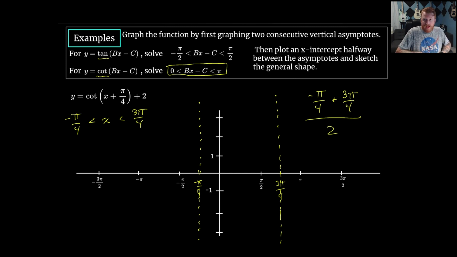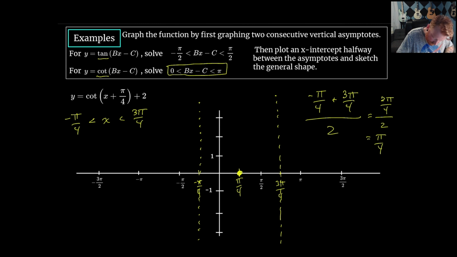If you want to find the average between 5 and 12, you add 5 plus 12 and divide it by 2, and that'll give you the average. We're just doing the same thing here. If I add those together, I'll get 2 pi over 4, all divided by 2. And this will just end up being pi over 4. So now I know that our midpoint here is at pi over 4.